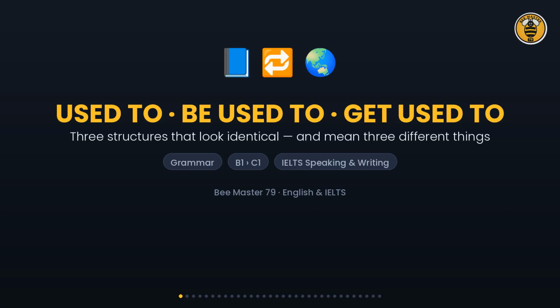Today we are going to clear up one of the most confusing corners of English grammar: used to, be used to, and get used to. They look almost the same, but they do three completely different jobs. By the end of this lesson you will know exactly which one to choose and why.